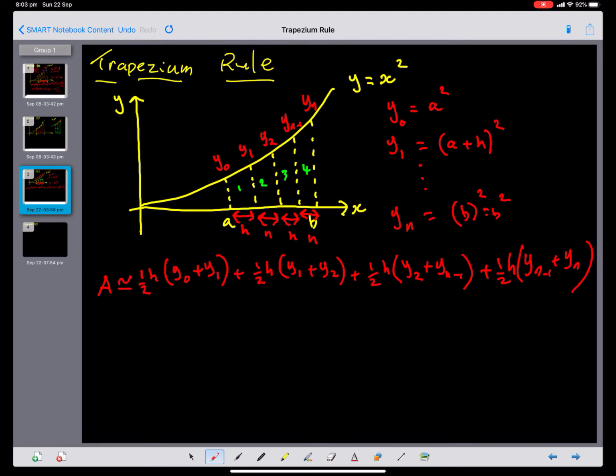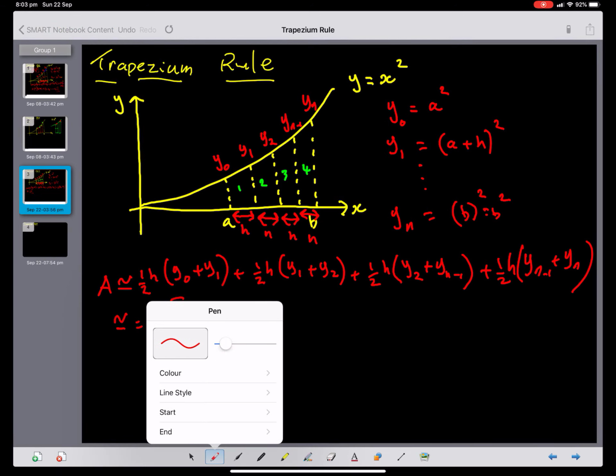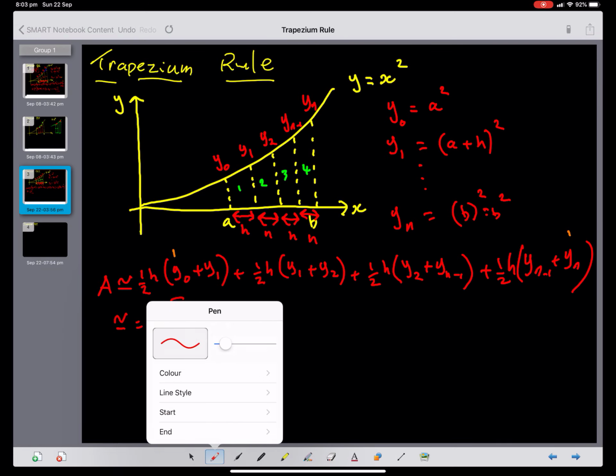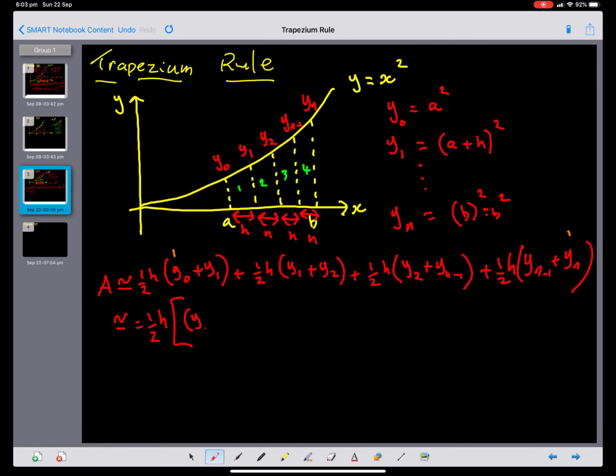Now, I'm sure we can simplify this untidy formula. We can take out half h, because we've got half h throughout the formula. I'm just going to count how many y of 0s we have. We've got one y of 0, and that's it. Let's count how many y of n's we've got. Just 1. So we can put this at the beginning of the formula: y0 plus y of n.